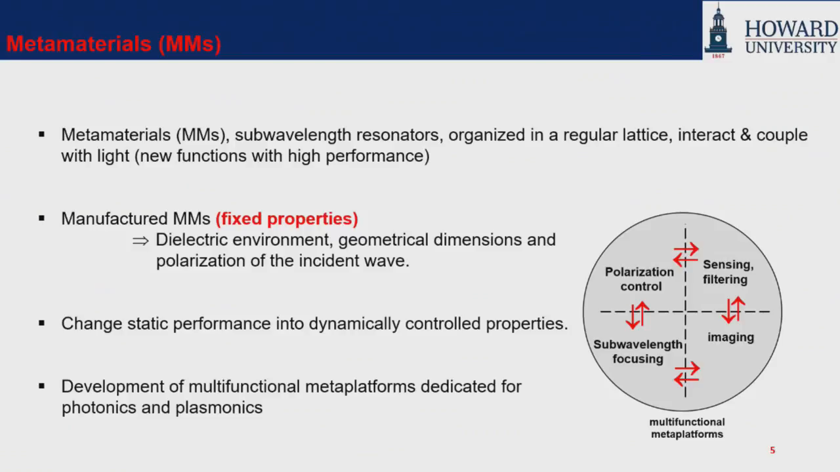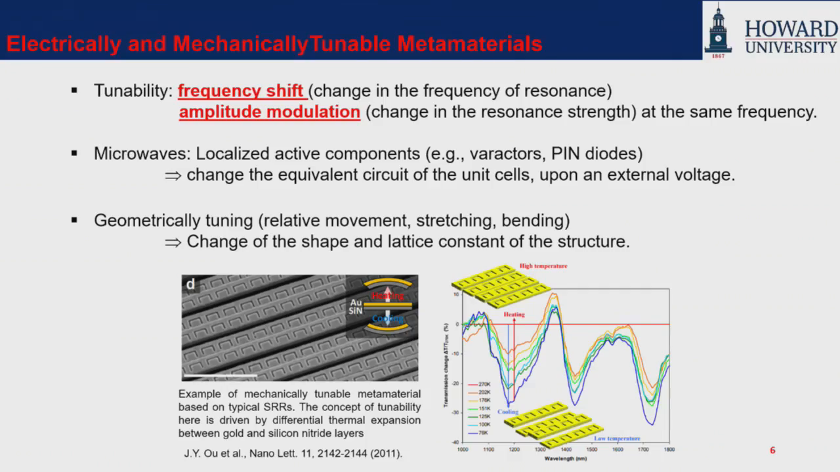What people try to do is to change the static performance into dynamically controlled properties by combining the metamaterial concept with active materials. What people also try to do, which becomes very important and a very challenging task, is to build platforms with multiple functions, with the ability to switch between these different functions. These platforms are usually dedicated to plasmonics or optics or both. Different techniques have been explored and used in the literature.